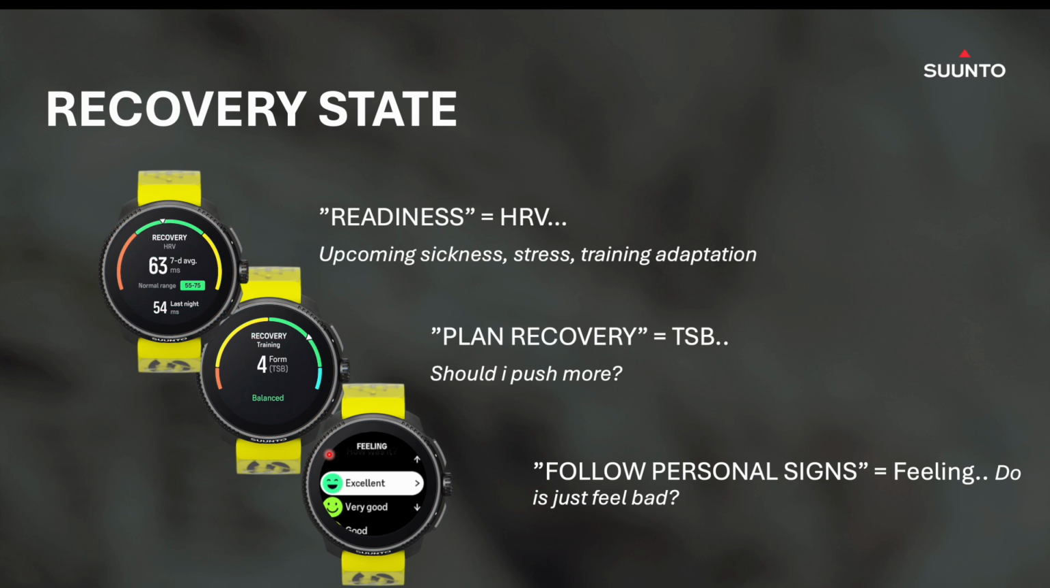So if you want to put these different metrics in some simple order, heart rate variability is basically readiness. Are you getting sick, or are you getting too tired? It's a measurement. It's not any kind of estimate. It's measuring the variability of the nervous system throughout the night and tries to give you a bit of understanding of where you are. Then there is the training stress balance that you are able to use for planning the recovery. Am I pushing too much or too little even? And then the feeling is, is my personal feeling, is everything going steady, or is there something I'm doing wrong? So different aspects of the same thing.